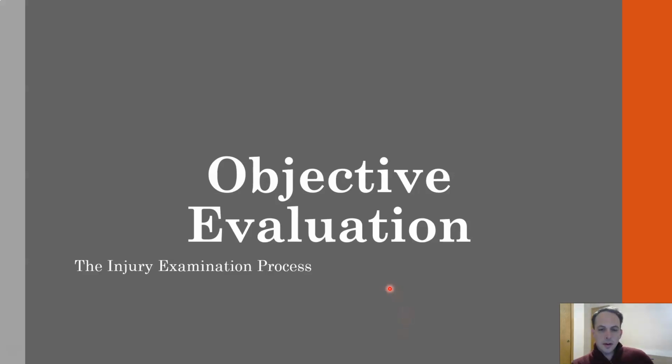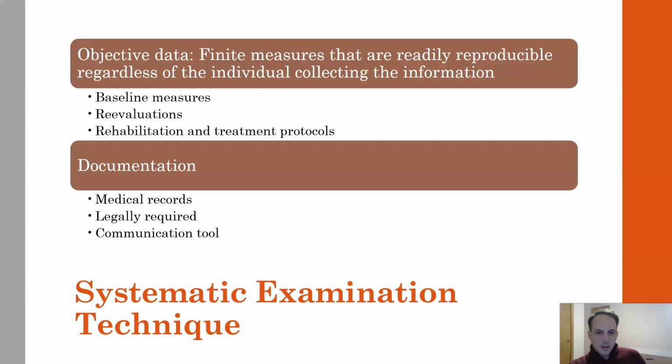So we're going to continue on here and move to the objective evaluation and the objective portion of the injury exam process. And so it's important to look at this and remember that this is a component of the systematic exam, right? And we're looking at this point specifically to try to find objective data. The subjective exam obviously focuses on subjective data. This is going to be objective data, which are going to rely on measures that are readily reproducible.